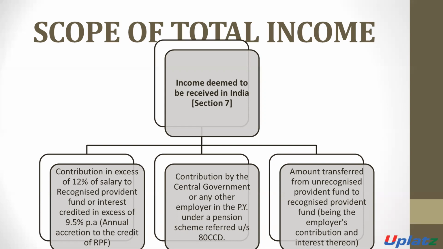Means if there is any contribution which is more than 12% of salary to the recognized provident fund, it will be considered as income deemed to be received in India. Contribution made by the central government or by any other employer in the previous year in respect of the pension fund will be deemed to be received in India. And if any amount is transferred from unrecognized provident fund to recognized provident fund, then it will be considered as income deemed to be received in India as per section 7.